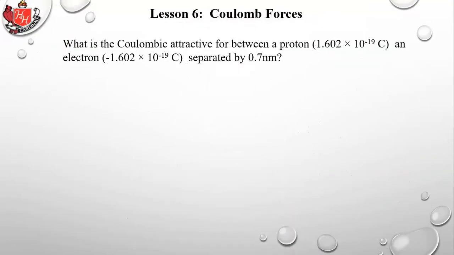Okay, so let's take a sample problem here. What is the Coulombic attraction between a proton, and there's the charge on a proton that we saw in an earlier lesson, and an electron? There's the charge on an electron, the same as the charge on the proton except opposite, it's a negative, and they're separated by 0.7 nanometers. So that 0.7 nanometers we're going to have to convert into meters somewhere during the problem in order to be able to use the Coulomb constant.